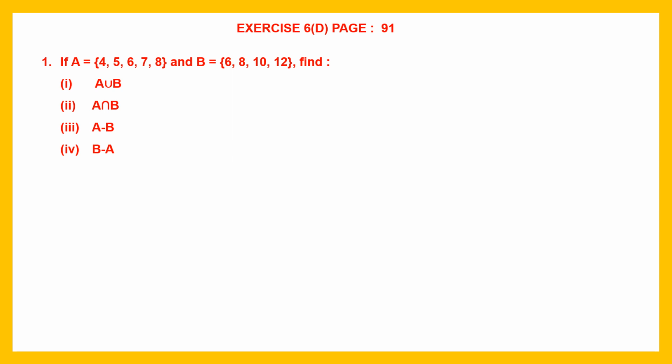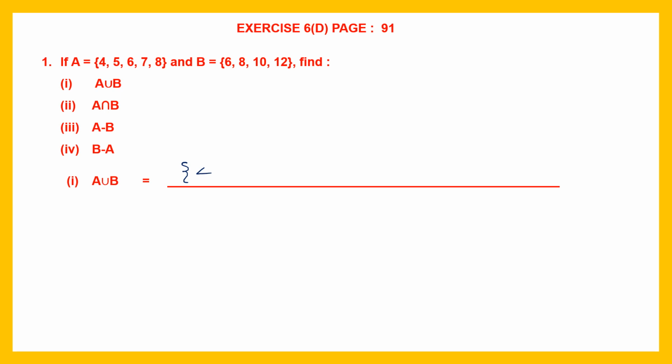Now let's begin the exercise. Exercise D is on page number 91 and we are doing question 1. Now here the elements of set A are given, elements of set B are given. We have been asked to find A union B, A intersection B, A minus B and B minus A. So let's begin. A union B. Remember, A union B is where we write all the elements of A and all the elements of B without repeating. So let's write that.